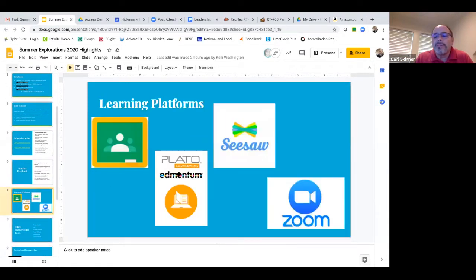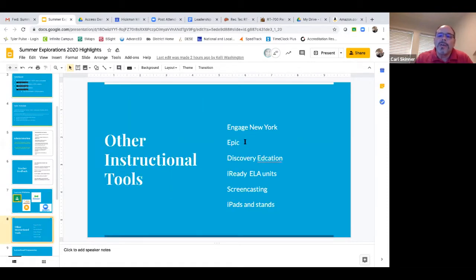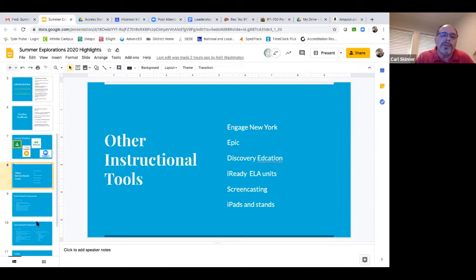There are some of the learning platforms. They are using Zoom, just like we're using right now, to Zoom in with their students. They're using Seesaw. And of course, they're using some of the Plato courses from Edmentum. So again, variety is not just one type of software being used, it's multiple. They're not only using learning platforms such as Edmentum and Seesaw and Zoom, but they are using Engage New York, Discovery Education, iReady, screencasting. So they're using a variety of other tools in order to deliver the curriculum.